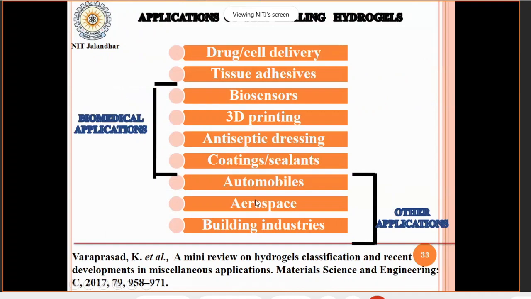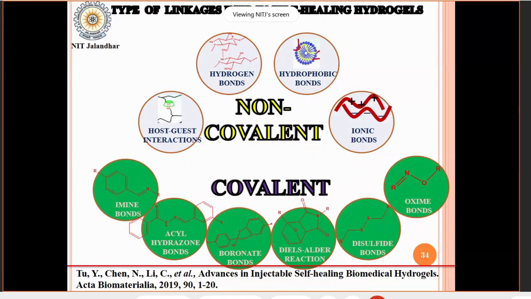Applications of self-healing materials are of great importance in drug and cell delivery systems, tissue adhesives, biosensors, 3D printing, antiseptic dressings, coatings, sealants, automobiles, aerospace, building media, etc. So they have great importance in different fields. Already I have shown you that both non-covalent and covalent bondings operate in case of such materials.